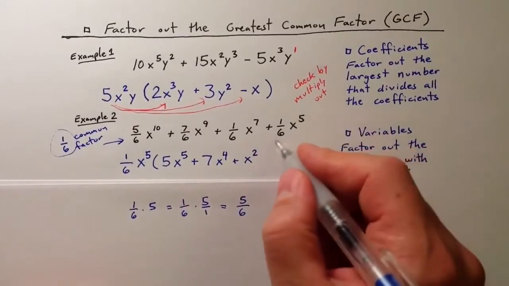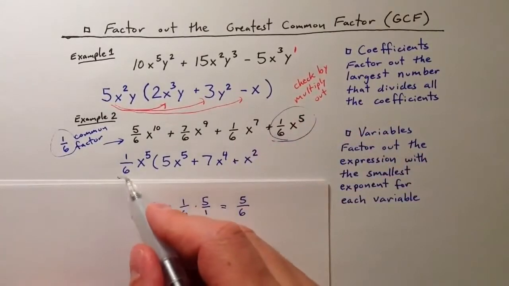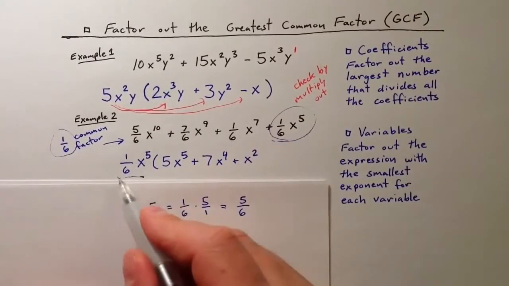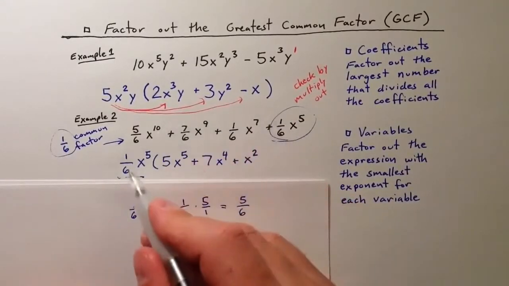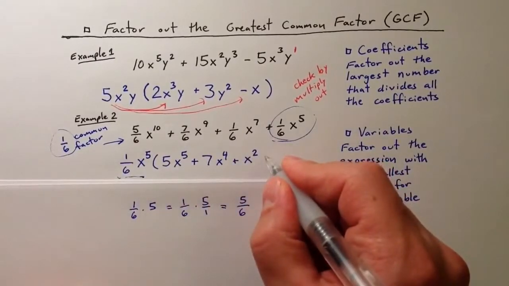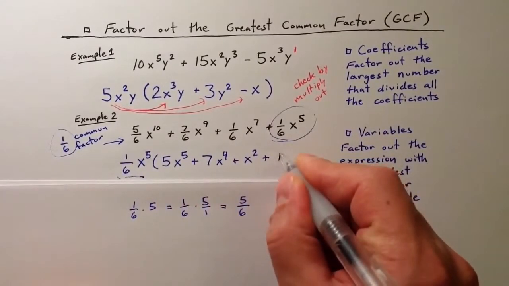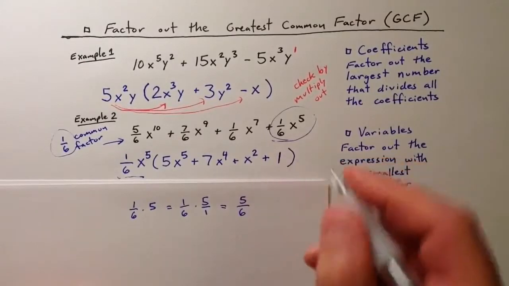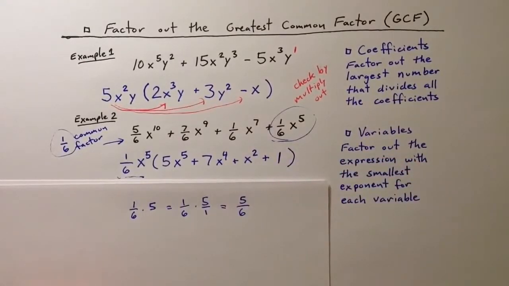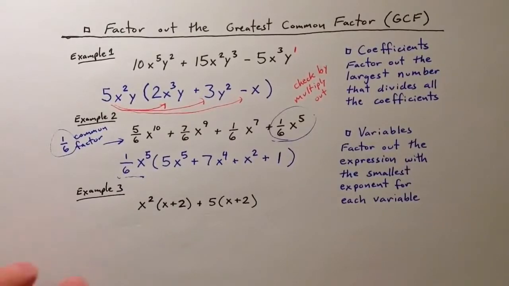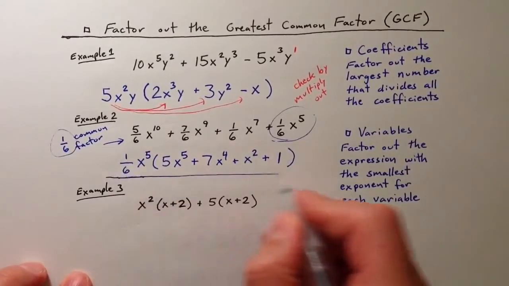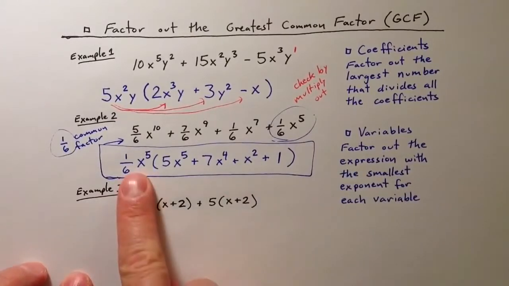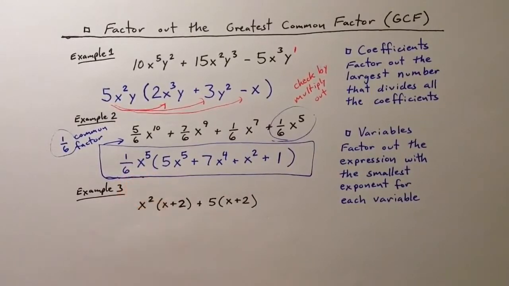And finally, this last term is exactly the same as the greatest common factor. So I've taken away everything. So factoring that out takes away everything, so I need to put a plus 1 as a placeholder to make it equivalent to the original expression. So the factored form of example 2 is this: 1/6 times x to the 5th times, in parentheses, 5x to the 5th plus 7x to the 4th plus x squared plus 1.